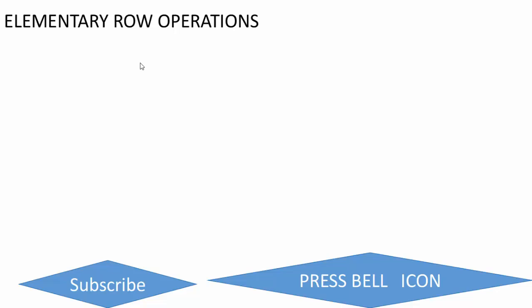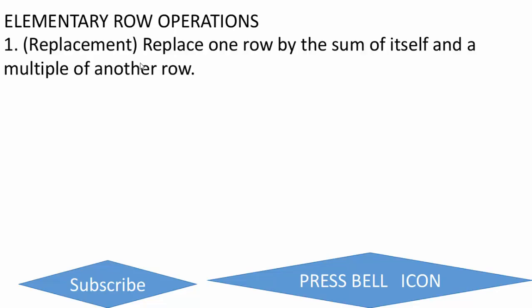Now we shall see which elementary row operations we can use on the matrices. First operation is replacement operation. Replacement operation is nothing but replace one row by the sum of itself and the multiple of another row. That means Ri plus k times Rj means multiply every element of jth row by element k and add it to the corresponding element of ith row.